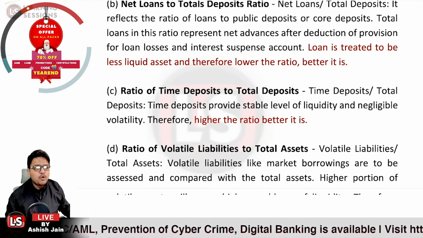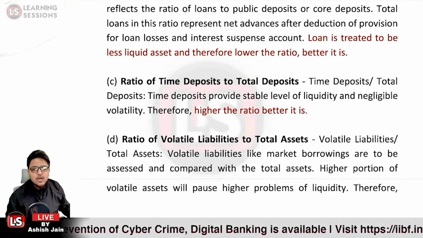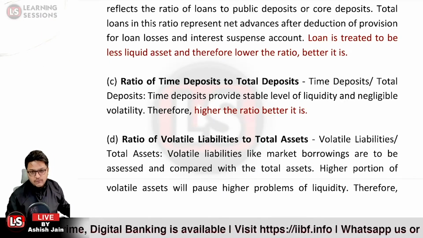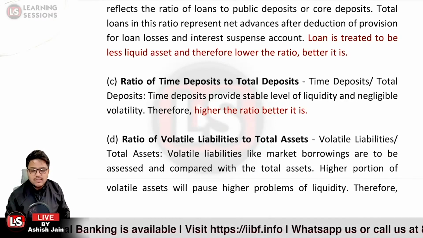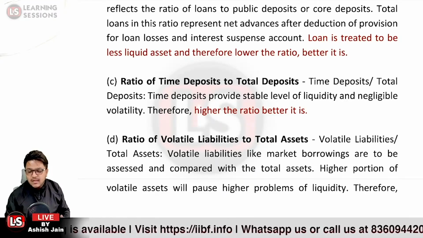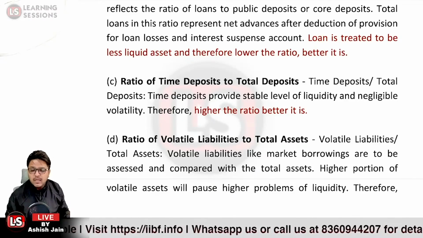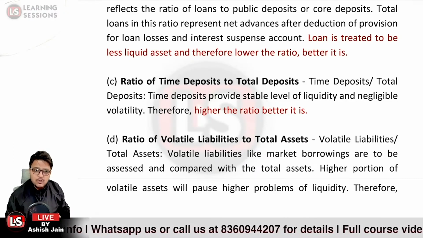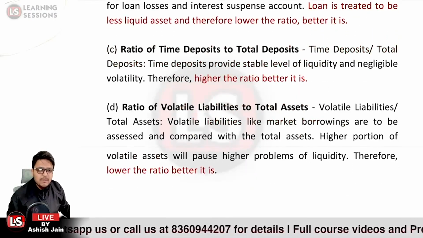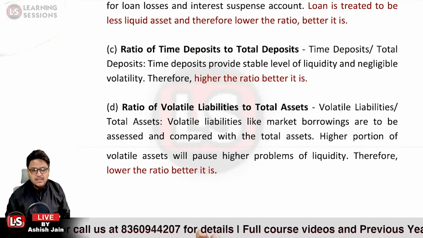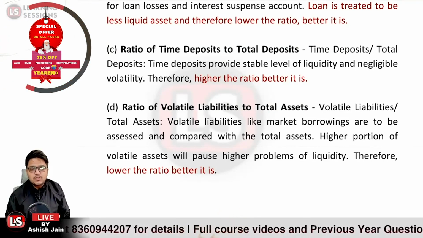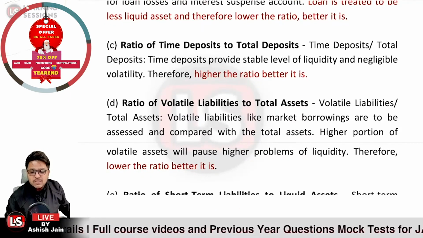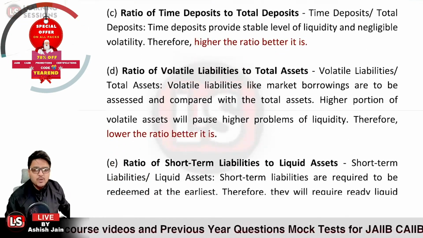A higher portion of volatile liabilities will pose higher problems of liquidity. If you have higher volatile liabilities, what does it indicate? It indicates that there will be more amount that you cannot get back out of it, and that can cause more problems. So we can say simply, the lower the ratio, the better it is. Is that clear? The numerator part must be as low as possible, and the lower the ratio, the better it is.